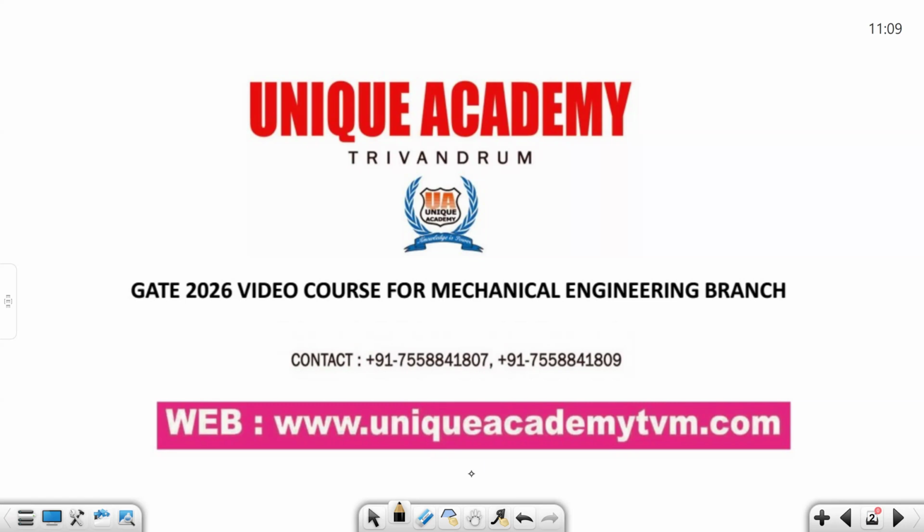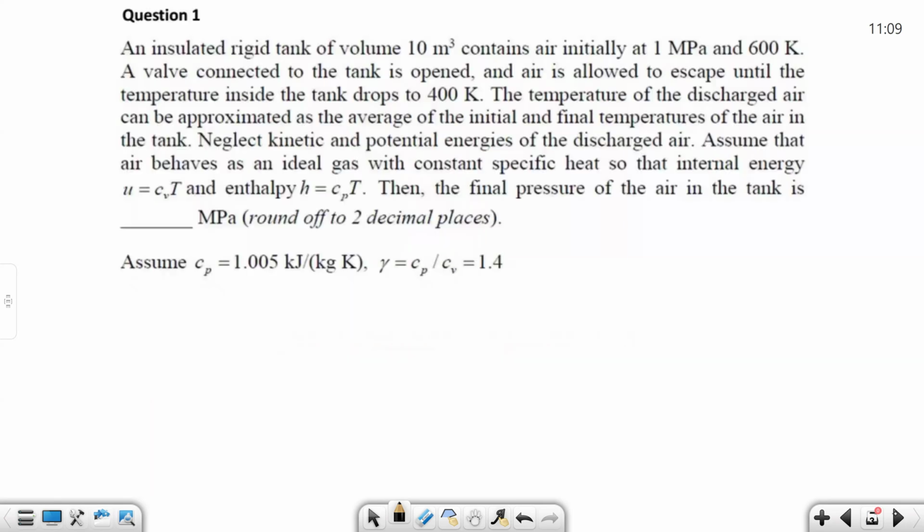In this video, we will see GATE problems from thermodynamics. Question number 1: an insulated rigid tank of volume 10 meter cube contains air initially at 1 MPa and 600 Kelvin.